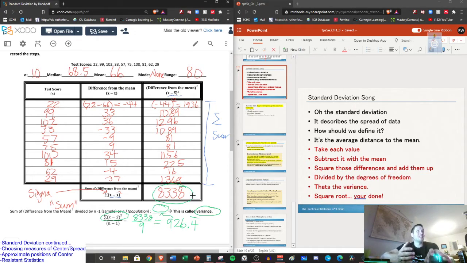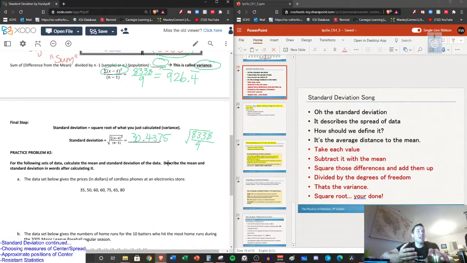And add them up. That's this bottom part. The sigma, sum them up. Divided by the degrees of freedom. That's this n minus 1 down here. And here's the song that says, that's the variance. And then go to the back, square root, you're done. So that's why the song flows. It actually makes sense to use that for this formula.